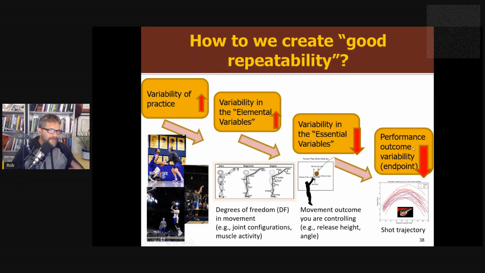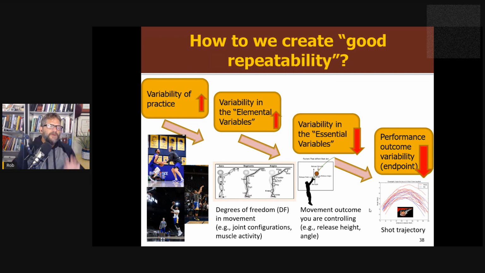So here's my variability diagram again. Over on the right, we have the performance outcome variability. We want that to be low. We want you to hit the center of the hoop every time. We want you to have the same shot trajectory every time, right? What I like to separate, and I think there's a growing body of research showing this, is essential variables and elemental variables, right? Because this is important, because it's not the case that we want all aspects of our movement to have a lot of variability in them, right?